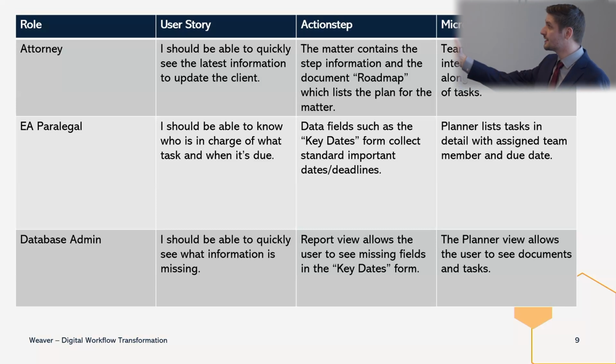So now within Actionstep, we have the key dates form. This is going to be collecting all those dates, the date of death, which generates the federal guide or deadlines. So we can quickly see that. It's okay, we need to have it done by this time.